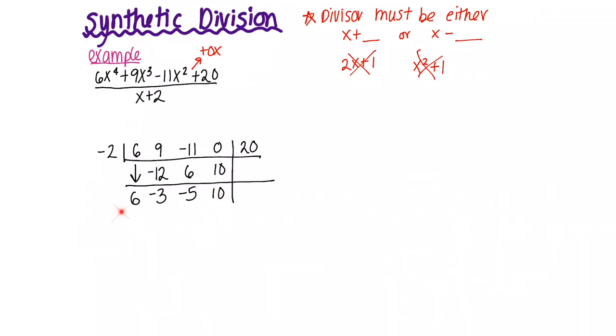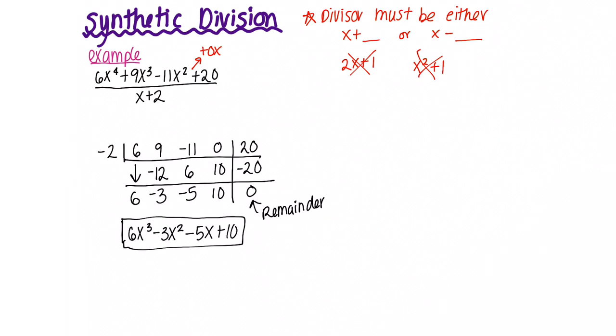Just with my pointer, there we go. 10 times negative 2 is negative 20. And then 20 minus 20 is 0. This number right here is your remainder. And these guys right here are the coefficients of your quotient, and you start with 1 degree less than your dividend. So my dividend started with a degree 4, which means that the first term here is an x cubed term. So my answer is 6x cubed minus 3x squared minus 5x plus 10. And since the remainder is 0, that's my answer.